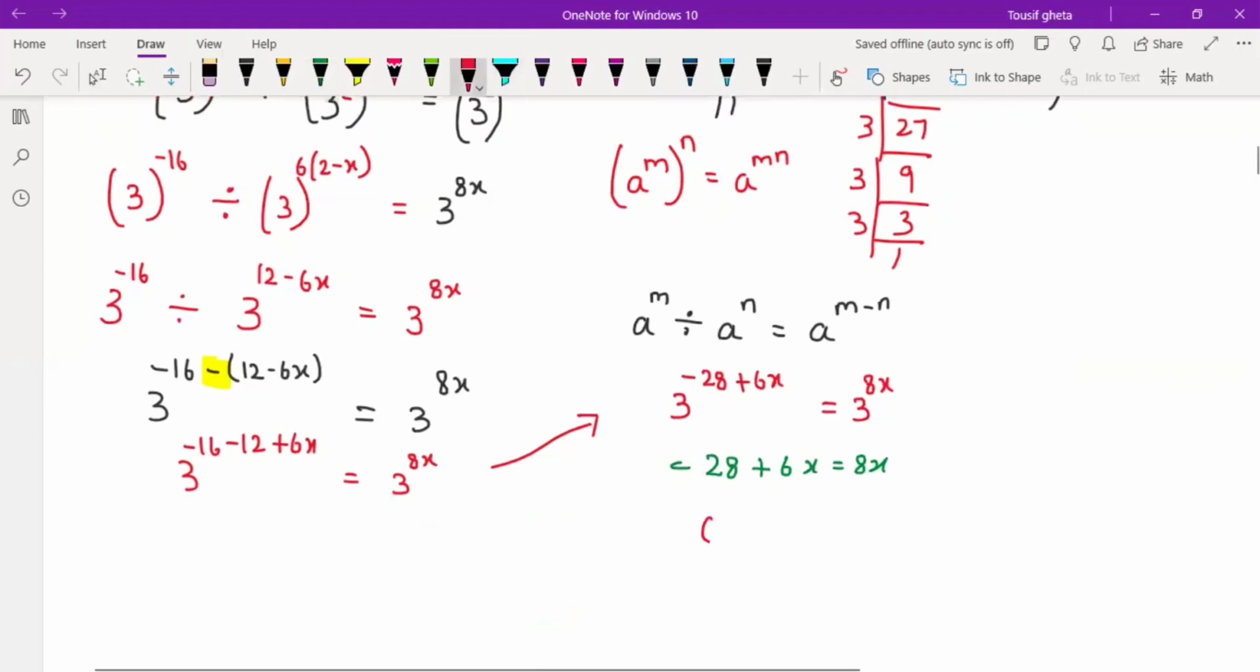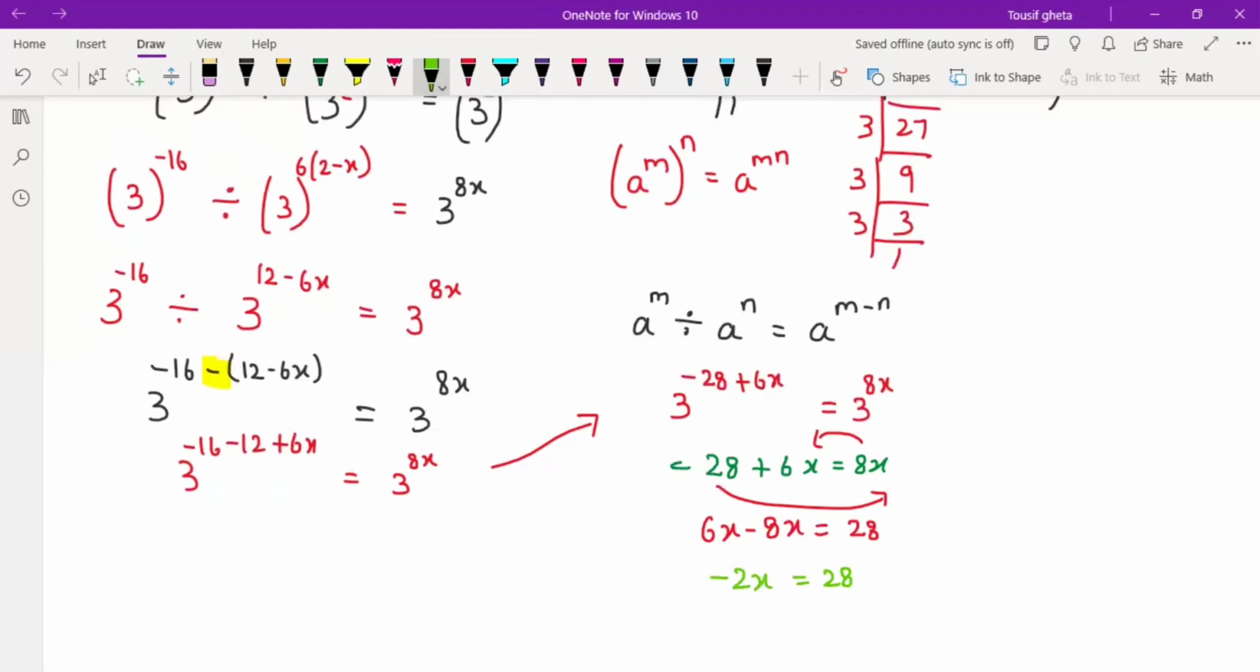So 6x we're going to keep as it is here itself. 8x we're going to bring to the left hand side, that becomes minus 8x, is equal to minus 28, which on the right side becomes positive, so just 28. And 6x minus 8x will give us minus 2x is equal to 28. We are writing minus because the greater term is 8 and the sign for 8 is negative. That's why the value also remains negative.